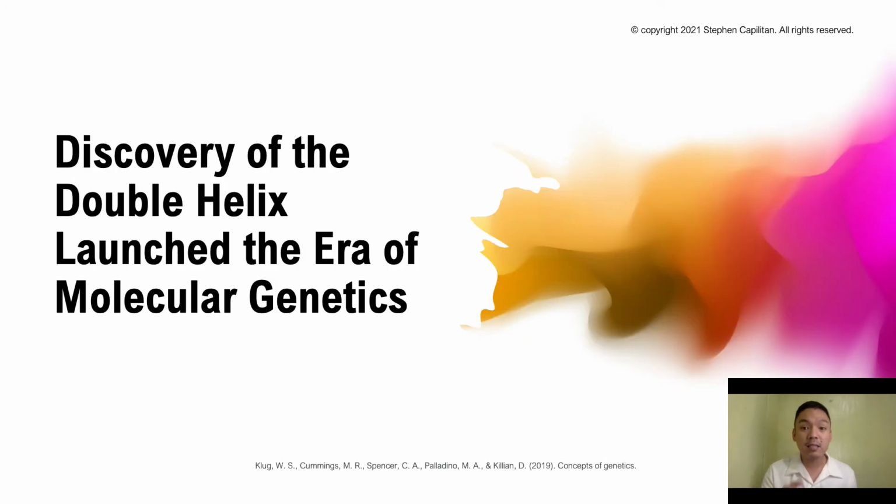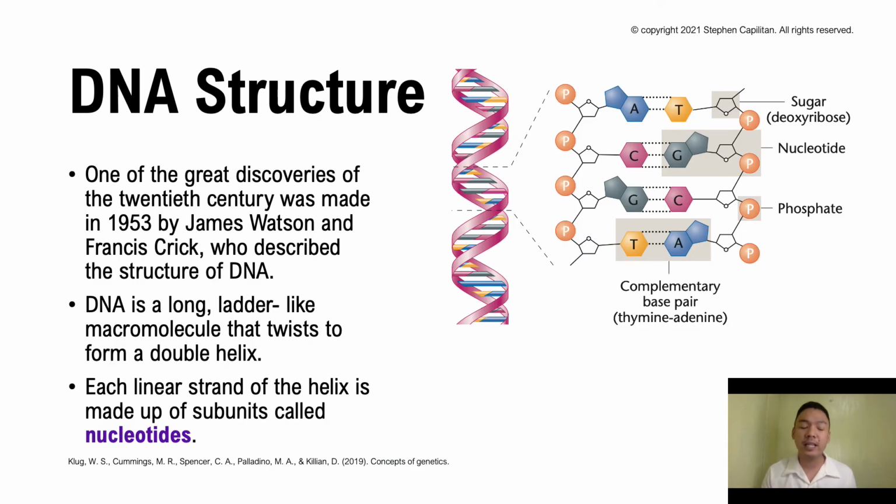And with that, the discovery of the double helix launched the era of molecular genetics. The DNA structure was one of the greatest discoveries, made by James Watson and Francis Crick in 1953. DNA is a long, ladder-like macromolecule that twists to form a double helix, and each linear strand of the helix is made up of subunits that we call nucleotides.